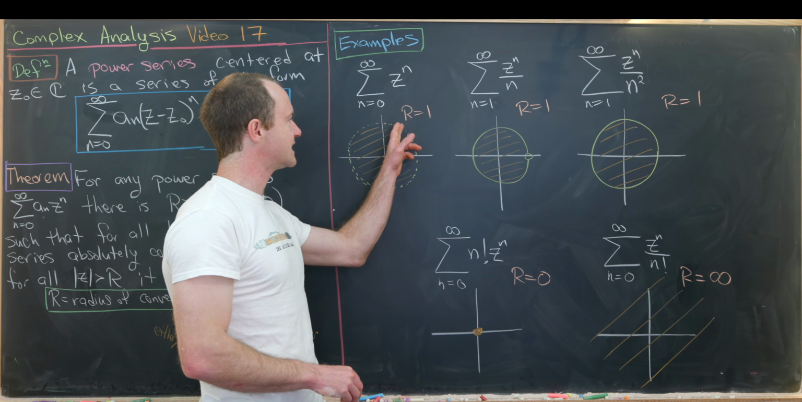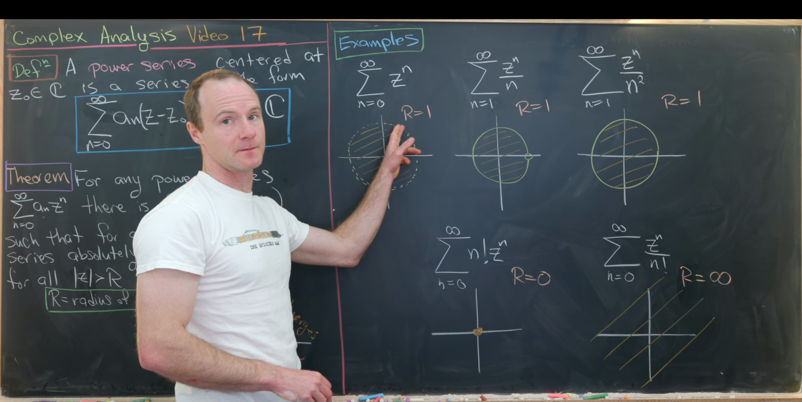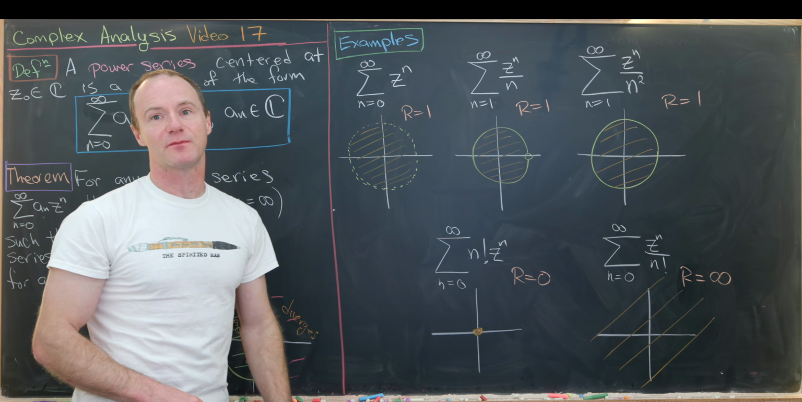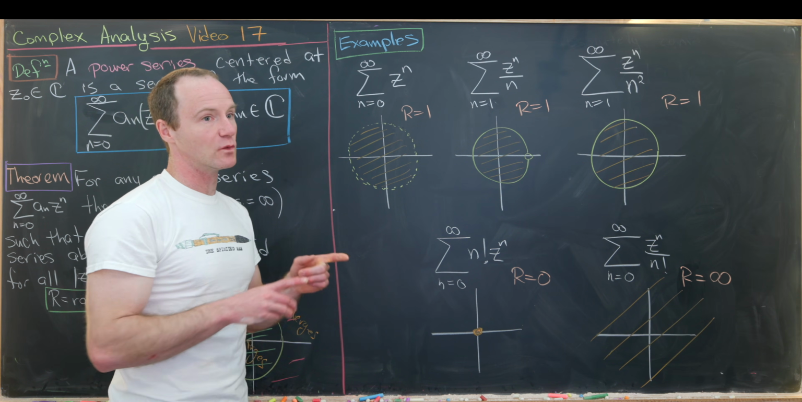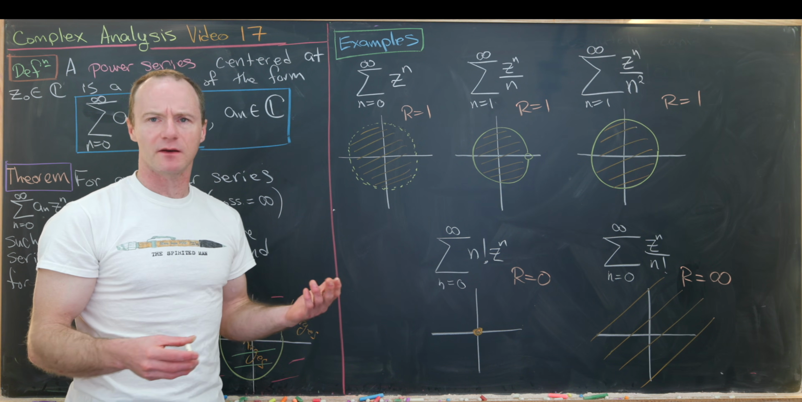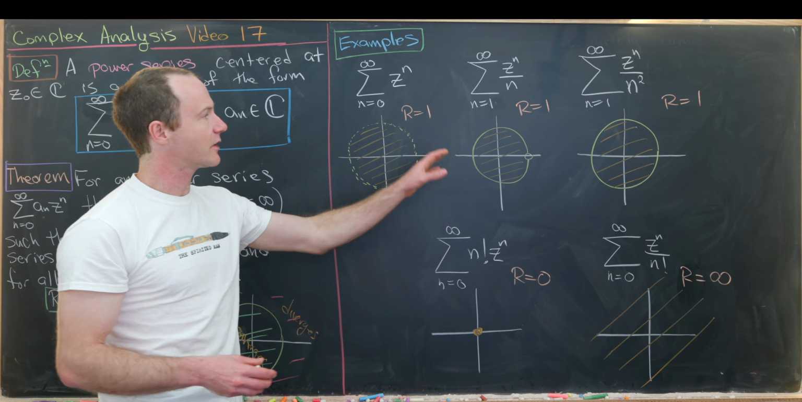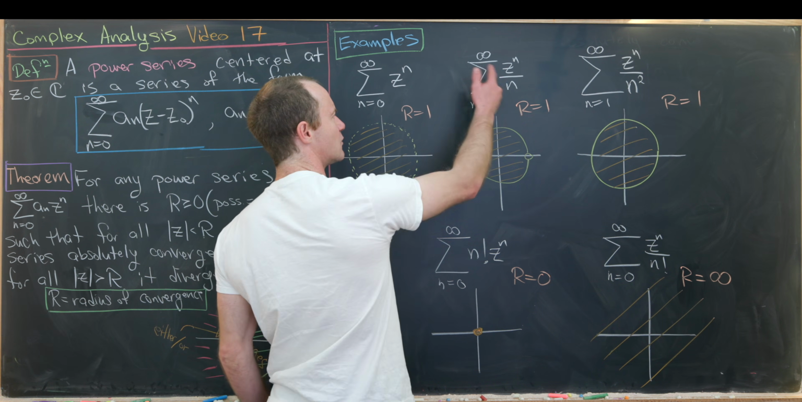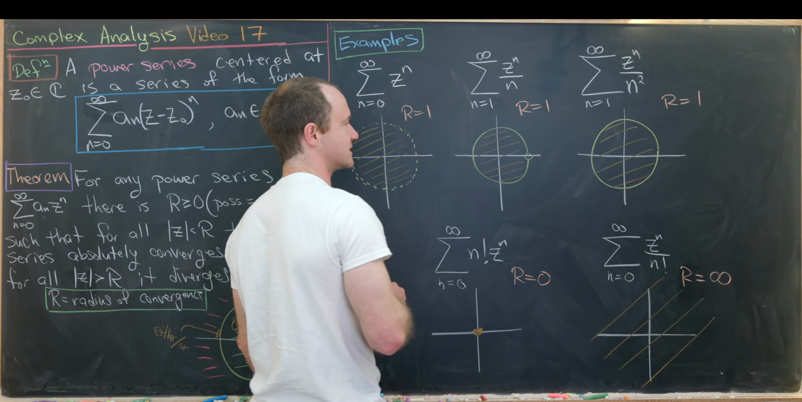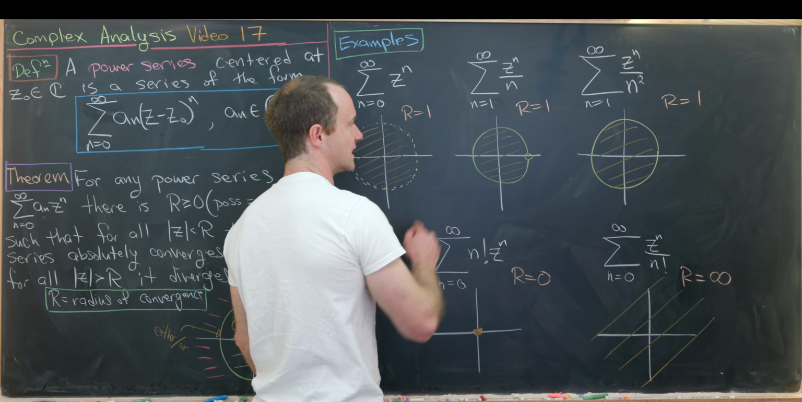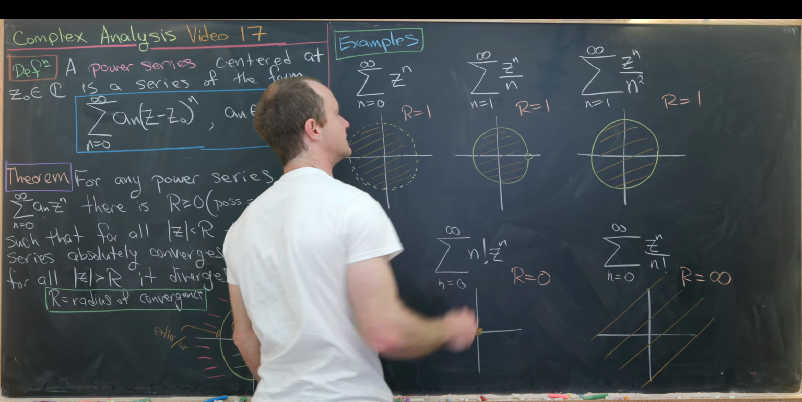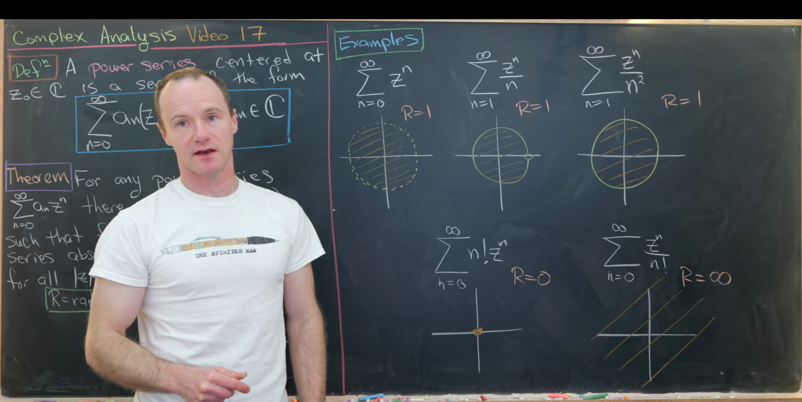Notice if you take something on the boundary and raise it to the nth power, that thing will never approach 0. And by the test for divergence, that means it diverges on the boundary. Okay, so let's look at this next one. It's somewhat related to the harmonic series. So the radius is 1 again. We have the sum as n goes from 1 to infinity of z to the n over n.